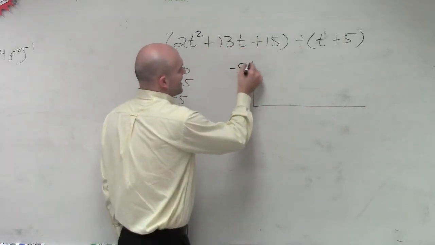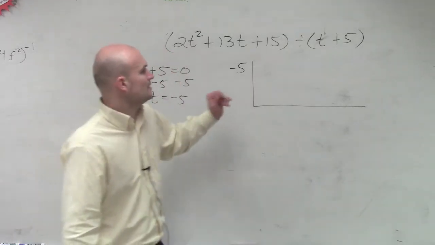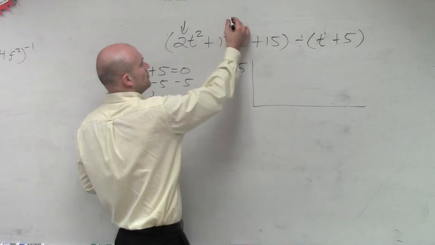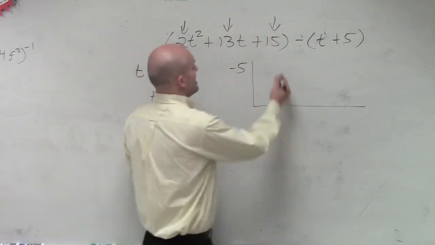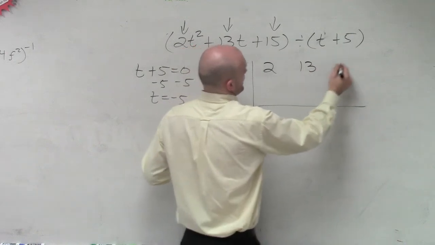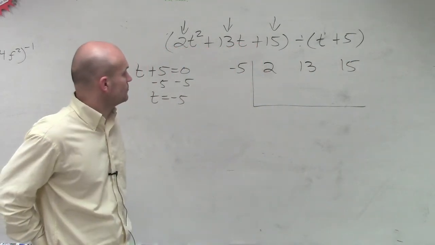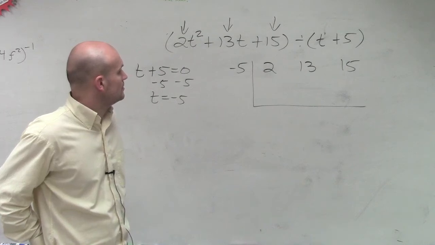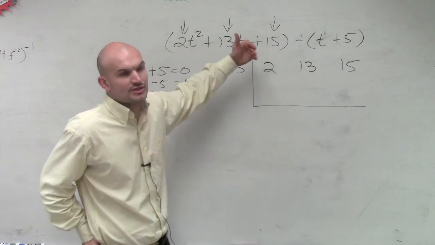Then we create our box. You put the negative 5 on the outside. This is called our synthetic division, right? Then you take your coefficients, 2, 13, and 15, and you write them in your box. What about the other one, the cube? Not in there. Well, remember, it's 2, 1, then to 0, so there's no extra ones.